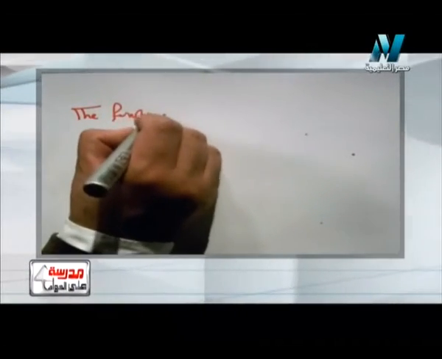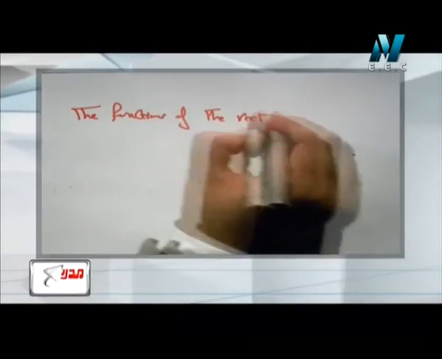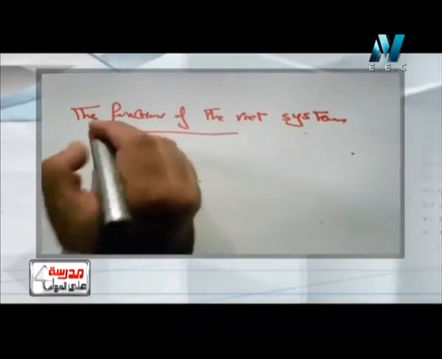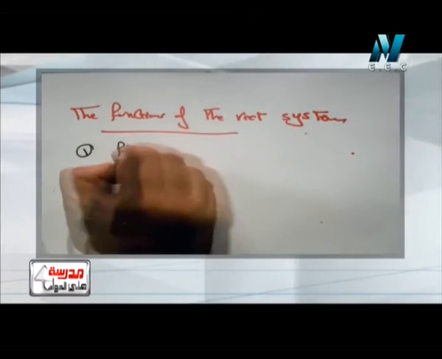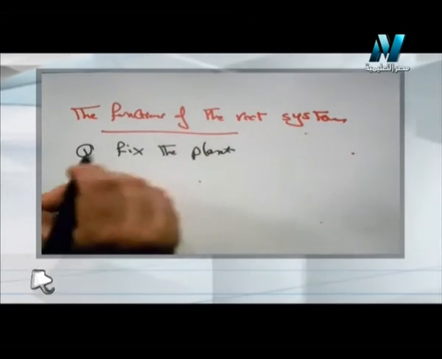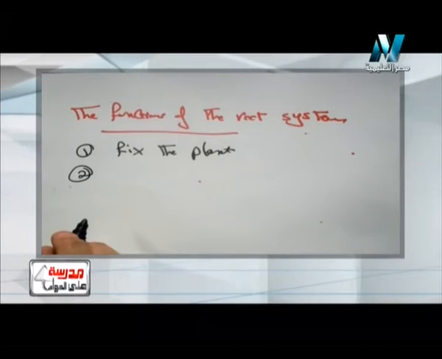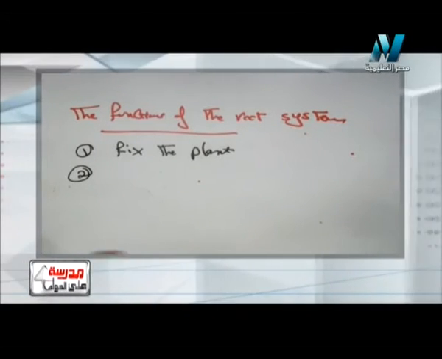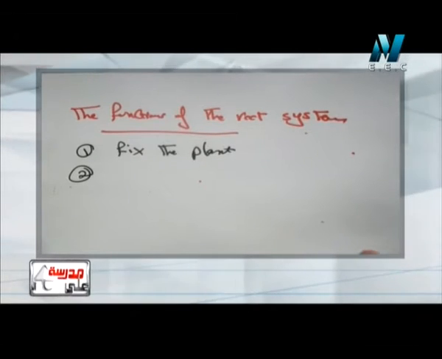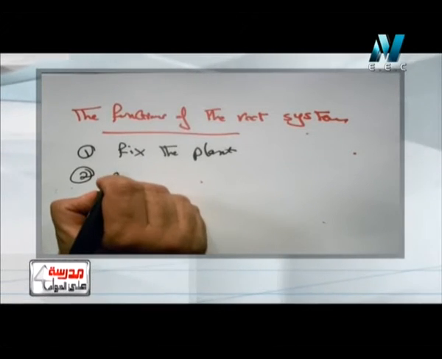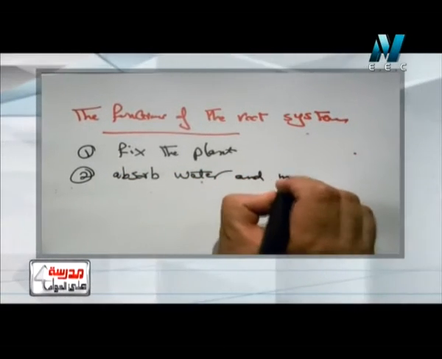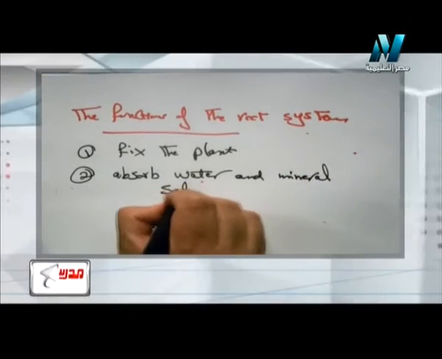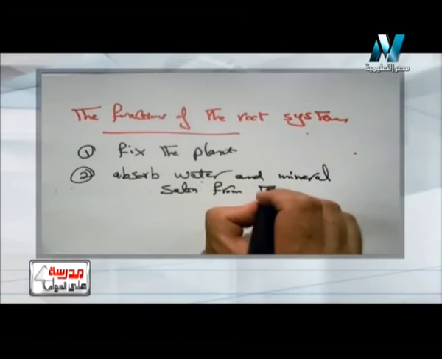The functions of the root system. Number 1, as you know, the root system is used for fixing the plant in the soil. Okay, Mr. Yasser, can you guess another function for the root? I said it a while ago. The root feeds the plant. It absorbs water and salts. Very good. So it absorbs water and mineral salts from the soil.